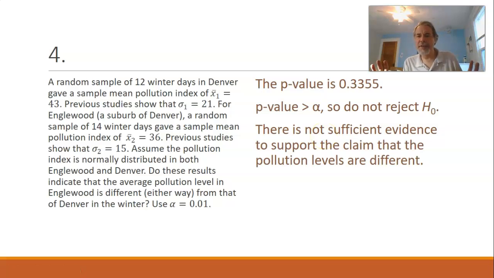Not enough evidence for what? Well, here the claim was that these average pollution levels were different, that mu1 was not equal to mu2, and that, remember, was the alternative hypothesis. We were testing the alternative hypothesis. So not rejecting the null corresponds to not supporting that claim, which is the alternative. And not goes with not, so there is not sufficient evidence to support the claim that the pollution levels are different. They might be different.